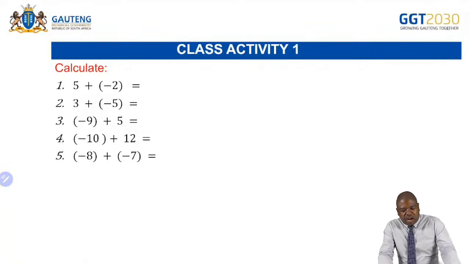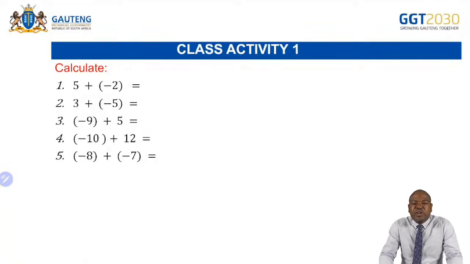So now I'd like you to do the following class activity, being guided by the number line or the other method which I've just shown you. I'm going to give you 5 minutes to do that. When we come back, we'll go through it together. Thank you.